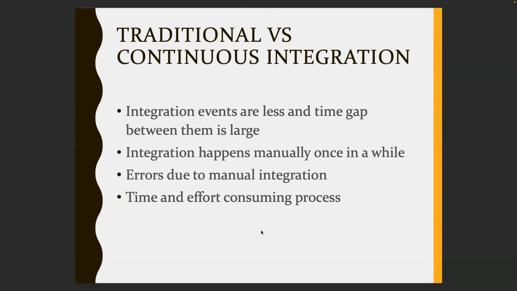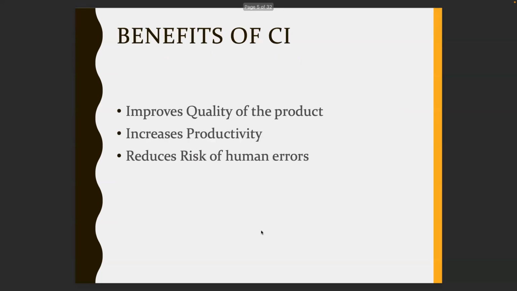So integration events are less and the time gap is large. That's what is mentioned here. Integration happens manually once in a while. Errors due to manual integration, time and effort consuming. And the benefits of CI? Yeah, it happens multiple times. Every change goes through the process immediately, improves the quality. It increases the velocity of integrations and thereby the deployments. So increases the productivity, reduces the risk of manual errors. Right? That's what continuous integration does.